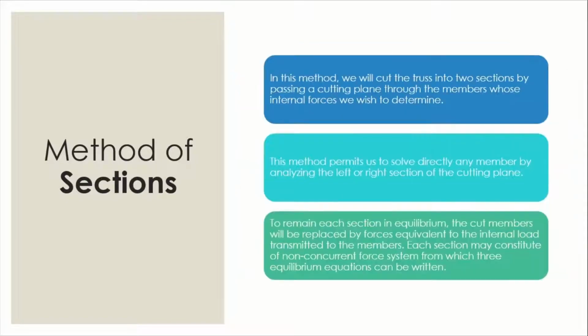In this method, we will cut the truss into two sections by passing a cutting plane through the members whose internal forces we wish to determine. This method permits us to solve directly any member by analyzing the left or right section of the cutting plane. To keep each section in equilibrium, the cut members will be replaced by forces equivalent to the internal load transmitted to the members. Each section may constitute a non-concurrent force system from which three equilibrium equations can be written.